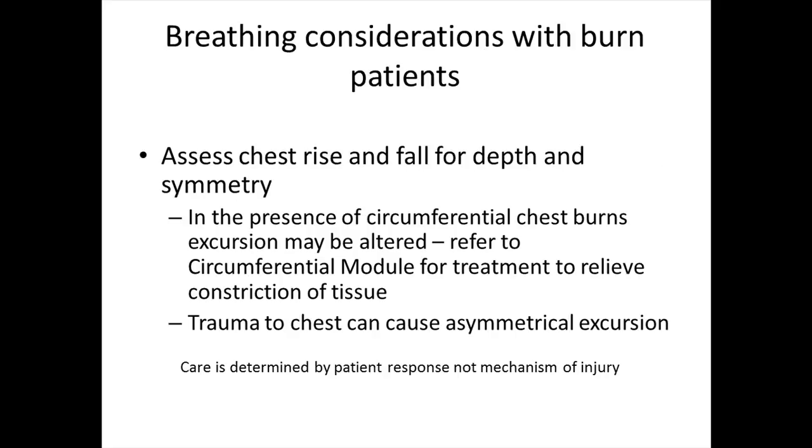You want to assess the chest. Does it rise and fall? Do they have good symmetry? In the presence of a circumferential burn to the chest, you may have some problems with excursion. It could be altered. So if that comes up, please refer to the circumferential module for treatment on escharotomies and fasciotomies. Remember that an asymmetrical chest excursion could also be related to a trauma, so please make sure you're assessing for any related traumas.